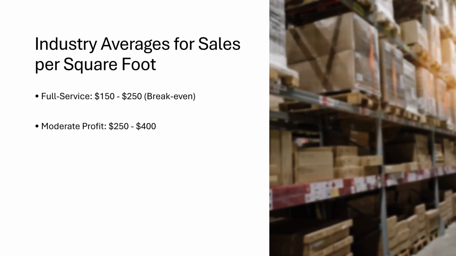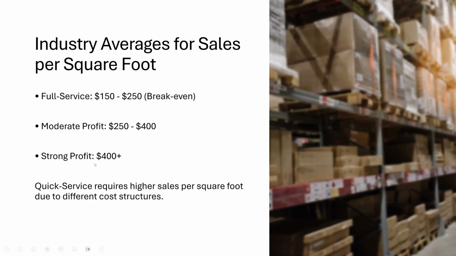A moderate service restaurant should be 250 to 400. And then strong profit. So let me go over that again. Full service breaks even between 100 and 250 dollars per square foot. Moderate profit is between 250 and 400. Strong profit is over $400 per square foot, right? And then quick service requires higher sales per square foot due to those different structures that I spoke about. It's a different animal altogether.